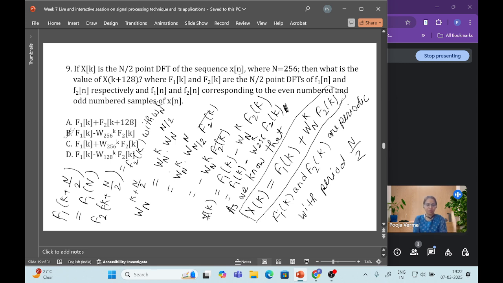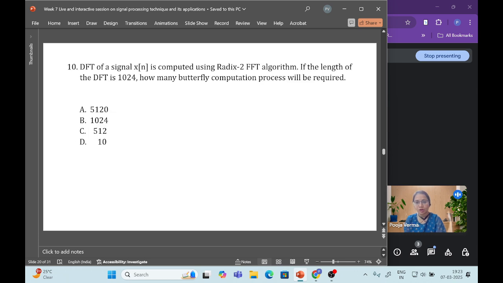I hope you have understood how to solve this question, and I will give this explanation in another question that there is. So just remember this one.